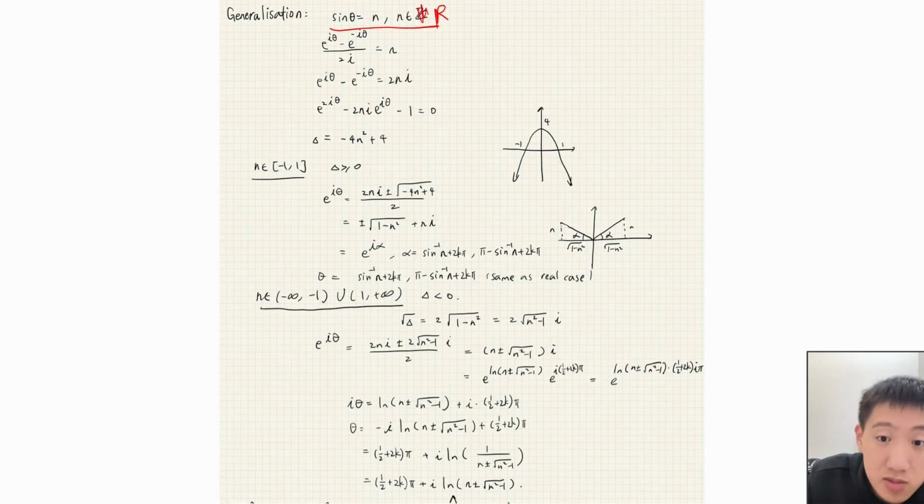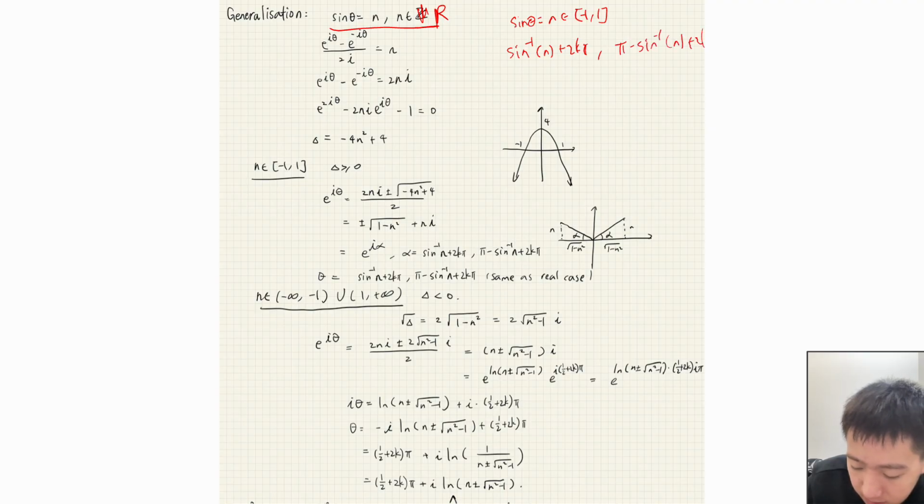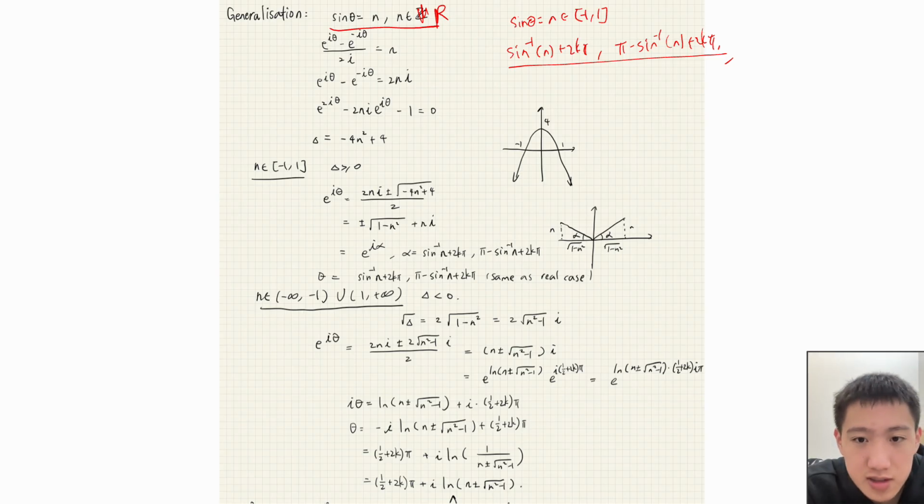Of course we know if it's real, we just go sin θ equals n. If n is from -1 to 1, we just have sin inverse of n plus 2kπ, and π minus sin inverse of n plus 2kπ. We have these two. So what I want to verify is that if I use the complex number definition of sin, it will still have the same result when n is in this interval, and it will have a complex solution when it's not in this interval.